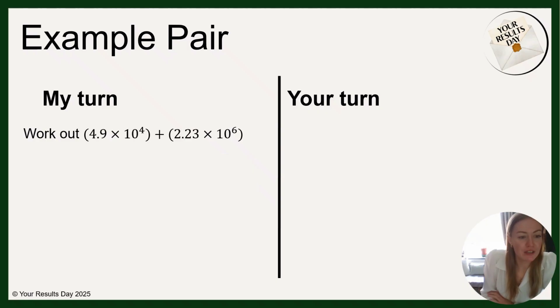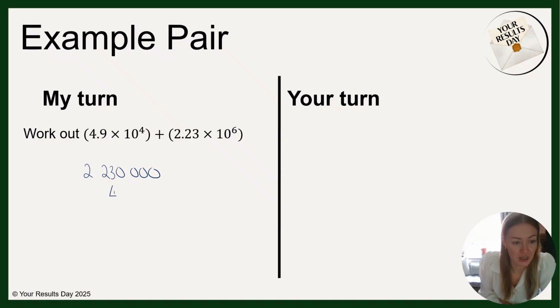And I'm looking at my 2 values here. I'm actually going to start with the larger one, which is the one which is to the power of 6. The larger power of 10 will give it away, just because it's easier to line up my place value columns when I've got the bigger one first. So we've got 2,230,000 as our first number, and our second number will just be 49,000. So then I can see quite clearly where to align those. And then we're going to add them up.